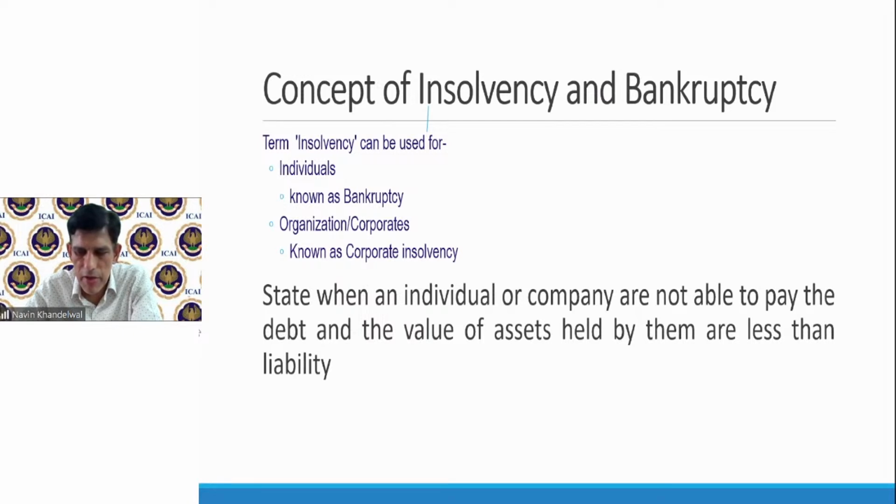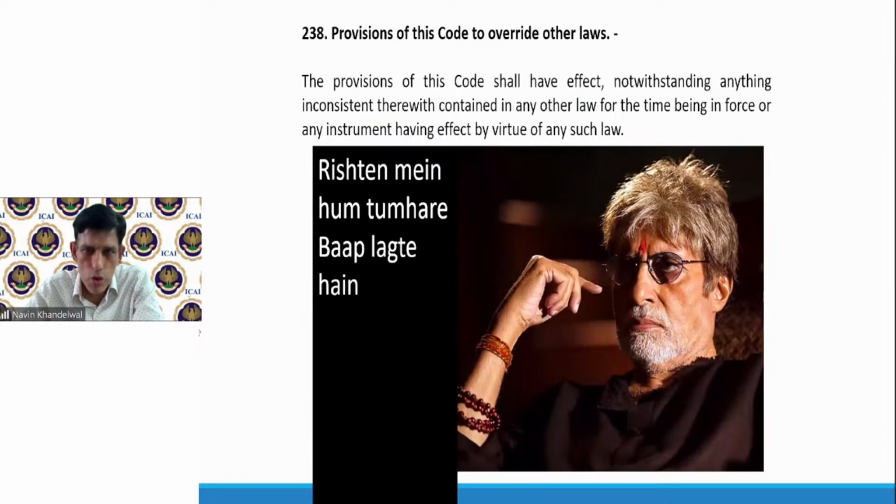238 is the section number, Mr. Viraj. Section 238 of the IBC has an overriding effect, which gives power to this particular IBC Act, which states that the provisions of this code shall have effect, notwithstanding anything inconsistent therewith contained in any other law for the time in force.